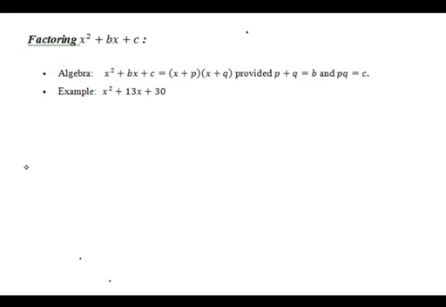Here we're going to take a look at factoring trinomials. Now we're going to start by looking at trinomials where the leading coefficient is 1, which means I'm just going to have my variable squared. There's not going to be a number in front of it.